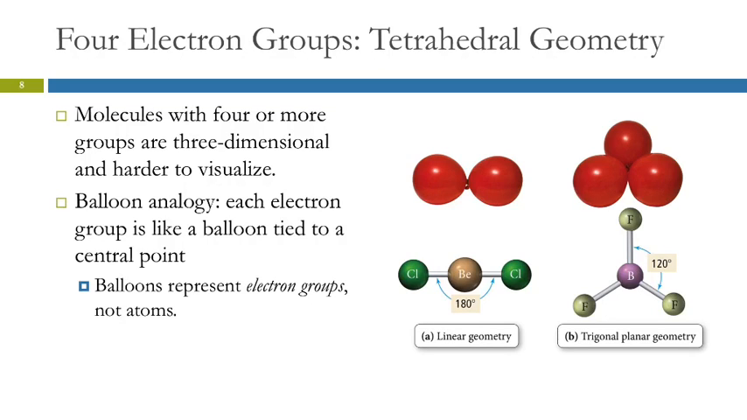This becomes 3-dimensional now instead of 2-dimensional, harder to draw pictures of. So here we have photographs of balloons like I've been playing with here, but the YouTube people can't see those. What the balloons are representing are the electron groups. They're not representing the atoms, they're representing the groups. So here's 2, they're going to be opposite. Here's 3, they make a triangle. And then let's see what happens when we put in a 4th one.